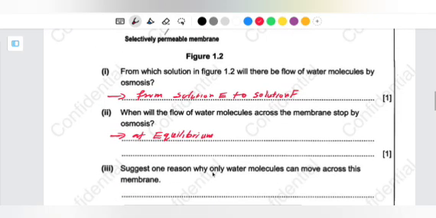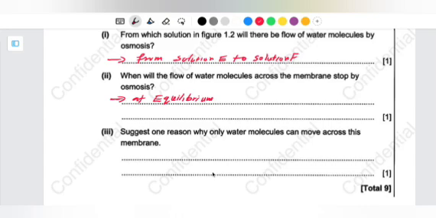Then we also have this question here, which is the last question for the first question. Then we can move on to the second question. So it is saying suggest one reason why only water molecules can move across this membrane. This is because sugar molecules are big to cross the cell membrane.